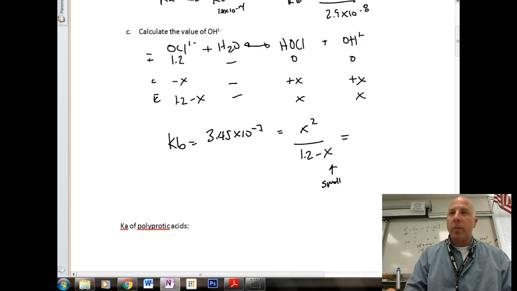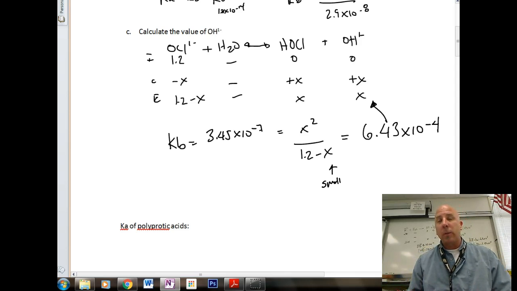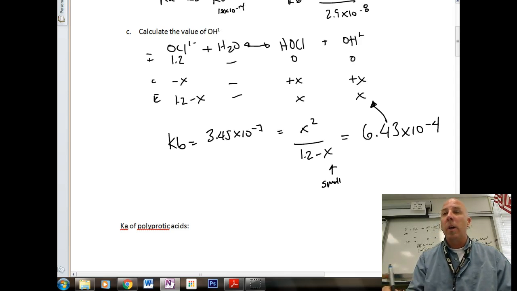And I ran that through and I get 6.43 times 10 to the negative 4th, and that is x, and that also is equal to our hydroxide ion concentration. Because it's equal to the hydroxide concentration, that's all we were asked for, the value of the hydroxide ion concentration. Now we could, of course, negative log that and subtract from 14 to get our pH, but it wasn't asked for in this problem.